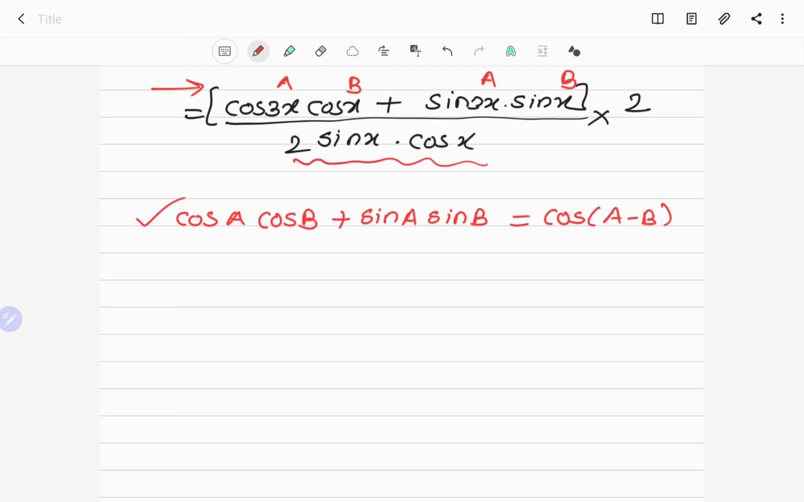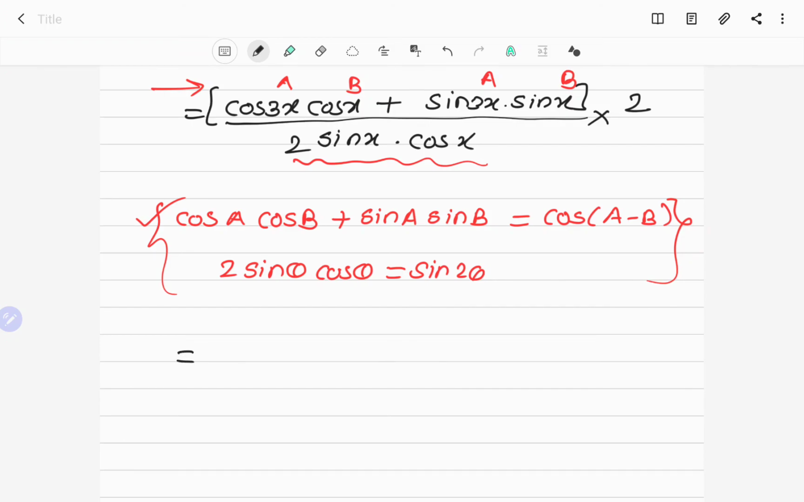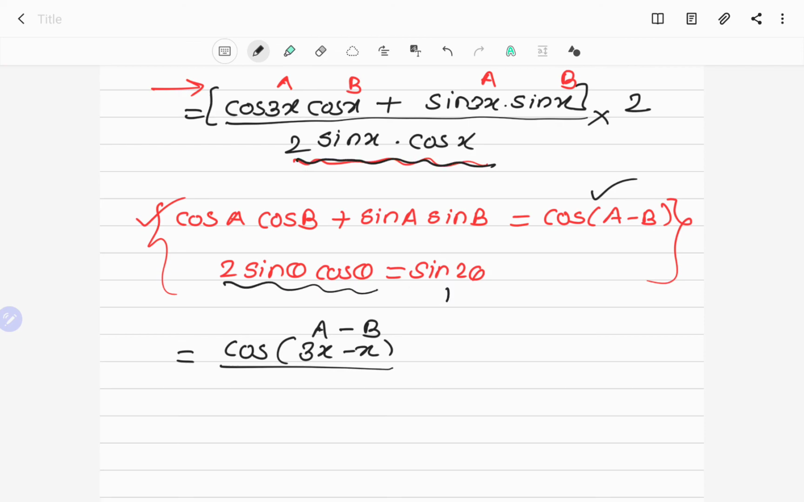And here in the denominator, it's a simple double angle formula: 2 sin theta cos theta is sin 2 theta. So here I am applying these two formulas, compound angle formula in the numerator and double angle formula in the denominator. Please observe, cos a cos b plus sin a sin b becomes cos(a minus b), that is 3x minus x. And what about the denominator? 2 sin theta cos theta, using this formula, is sin 2 theta, so in the denominator it is sin 2x.